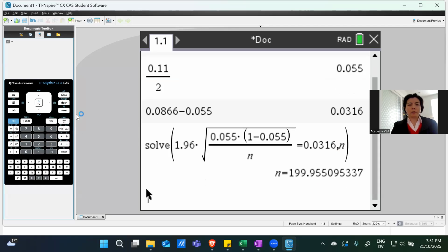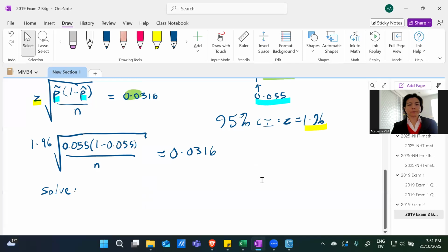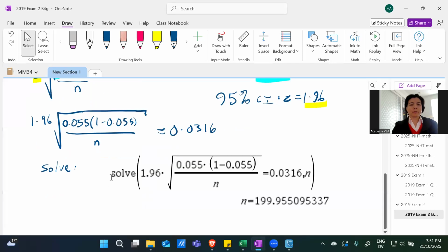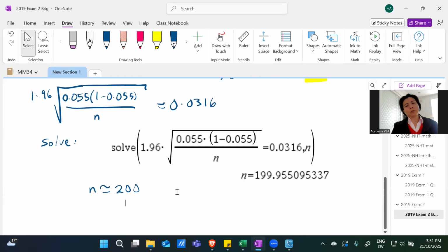So our n value is 199 point something. So then we round n to 200. And that's how you do it. If you really wanted to be super accurate, you could plug in 200 and 199 and see which one gave you 0.0316. But in this case, it's quite easy to just round off.